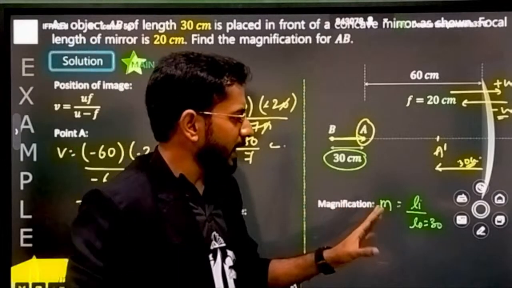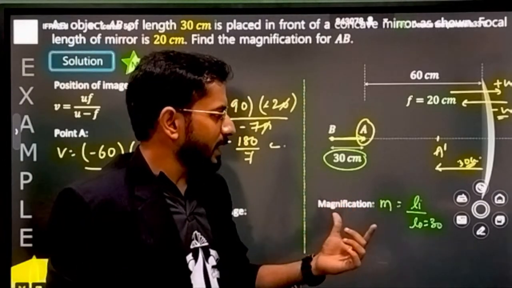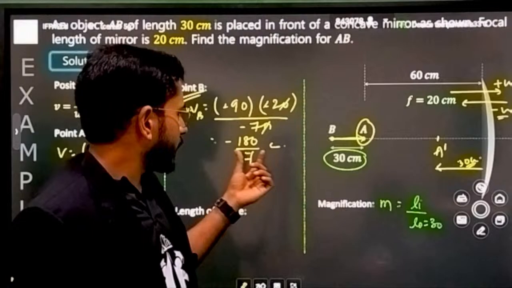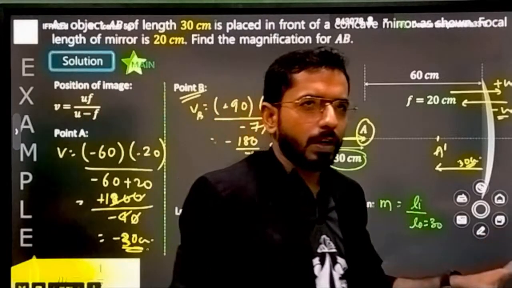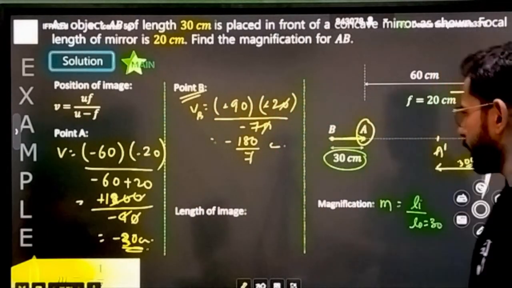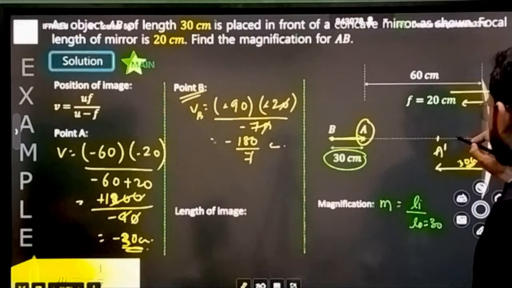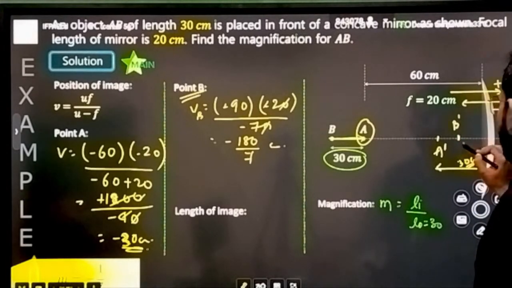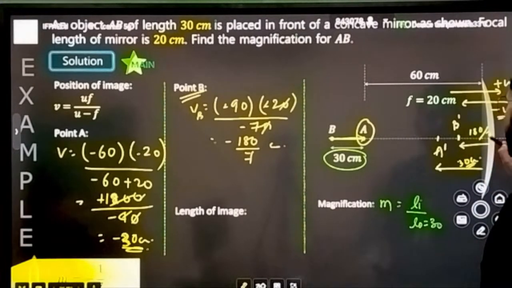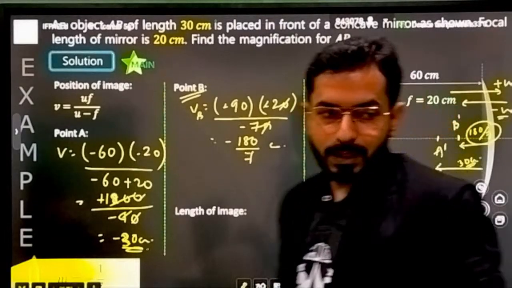That means, can you say, 180 by 7 means what? It is smaller than 30. It will be for sure less than 30. That means your B dash is lying somewhere here, and the distance is 180 by 7. So now let's calculate the length of image.